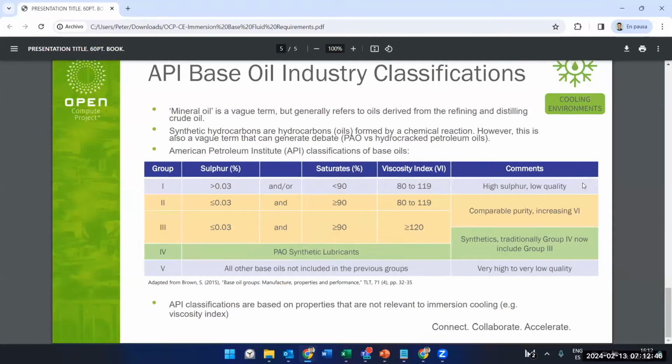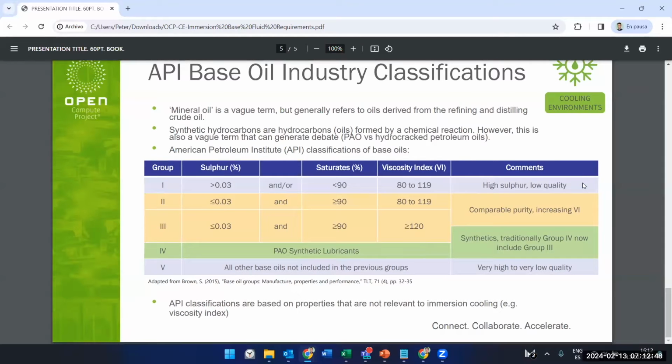And so the petroleum industry, API, have created these classes of base oils, which I've summarized in this table here. Again, a lot of people are familiar with the different ways of grouping: group 1, group 2, group 3, group 4, and group 5. As you can see from this table, however, these groups are defined based on properties that do not match up with the properties that we talk about in immersion cooling.